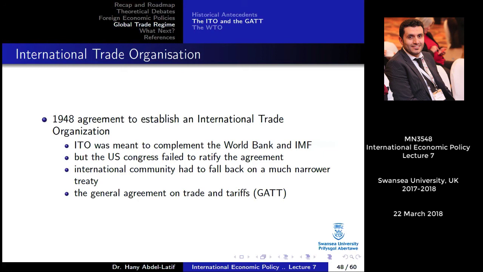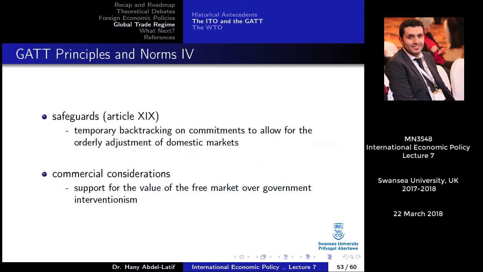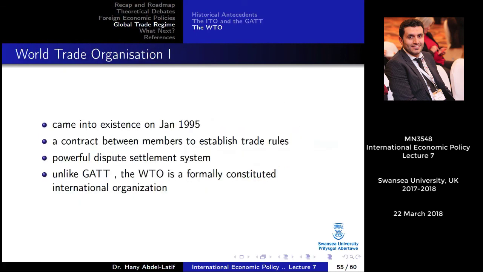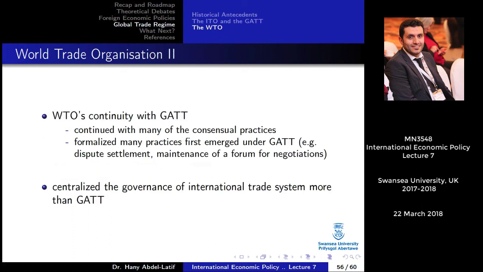So this had to go through a very hard time of negotiations over 50 years until we came to the point where we had the WTO, the World Trade Organization. The World Trade Organization, as I said, was established in 1995, and it provided a very powerful dispute settlement system, which was absent from any of the agreements before. And unlike GATT, this was a formally constituted international organization which continues to look after trade today. It is based on the same principles that were developed by the General Agreement on Trade and Tariffs. It didn't come from nowhere in 1995. It built on what had been going on over the 50 years before that.